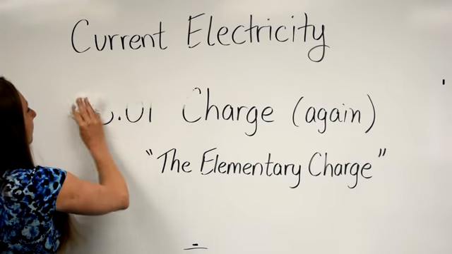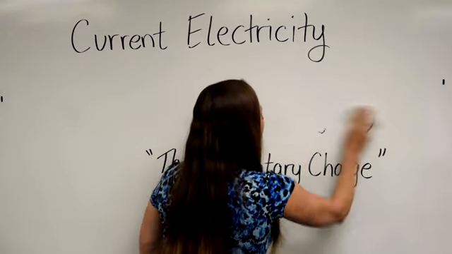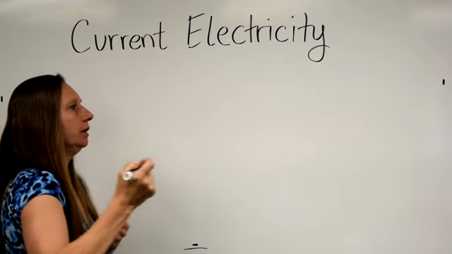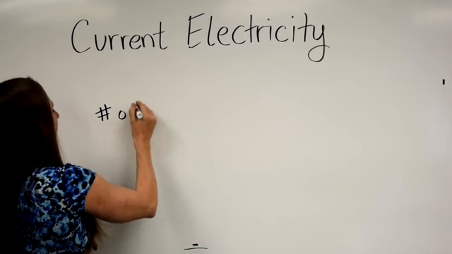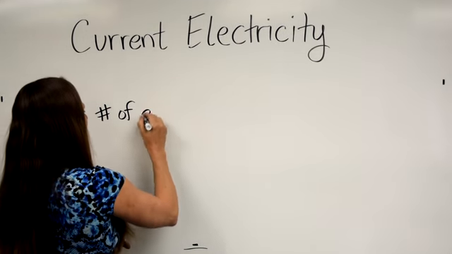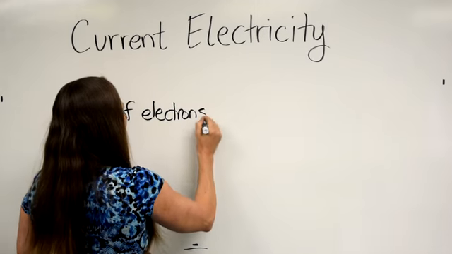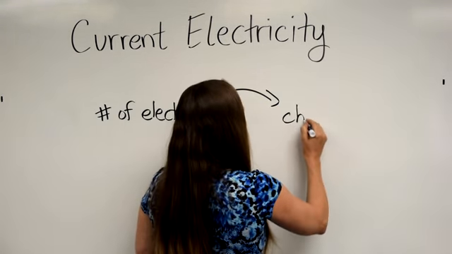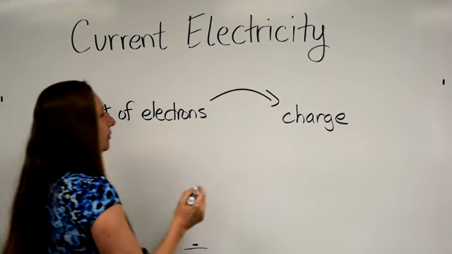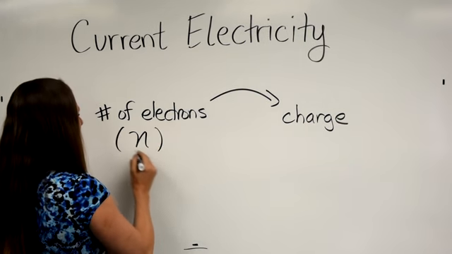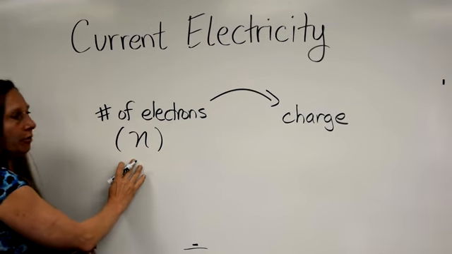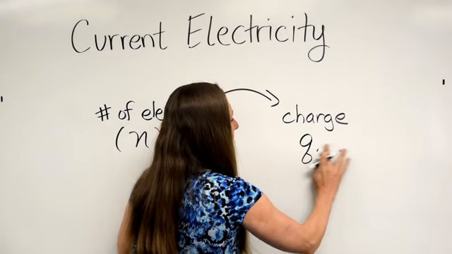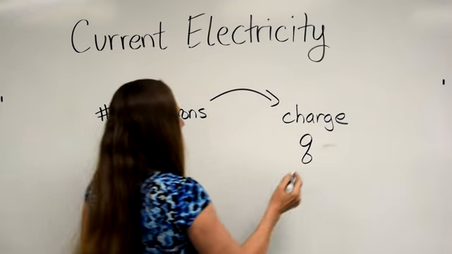Now again, what I will be talking about in this section is if you have a certain number of electrons, like let's say you have 50 electrons, how do you convert the number of electrons that you have to the charge on those electrons? In other words, if you have n electrons, how do you convert that number of electrons to a total charge, or just how much charge do you have? You can say the total charge or you can say the charge, it doesn't really matter.